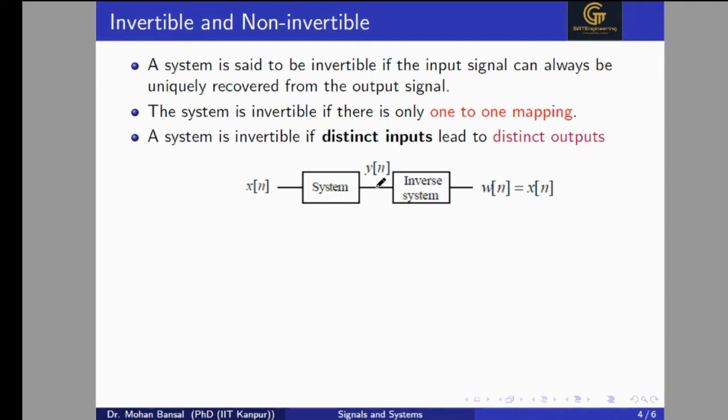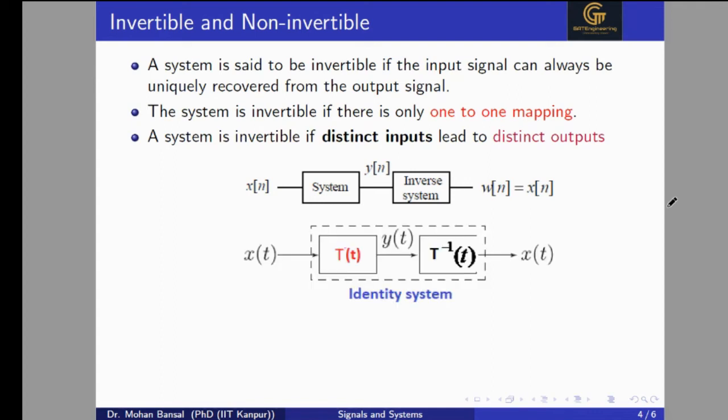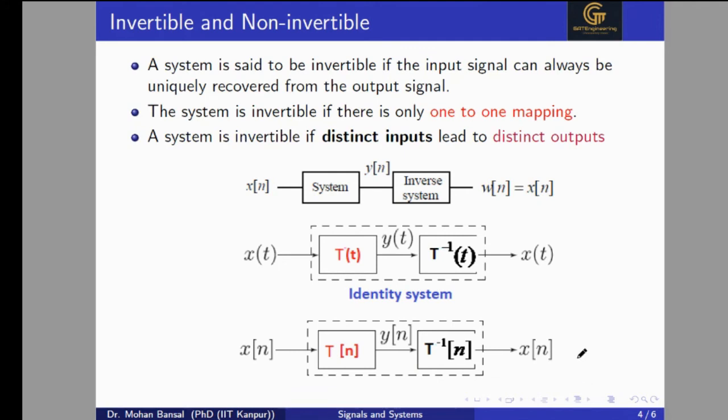From x[n], we are getting y[n]. If we pass y[n] to the inverse system, we will get w[n]. This is for the discrete time system and this is for the continuous time system. If we multiply both of them, T and T inverse, this will become the identity system, because if we multiply both of them, we get output 1. That's why it is called an identity system. This is the identity system for the discrete time system: multiplication of T[n] and T inverse[n] will become 1.